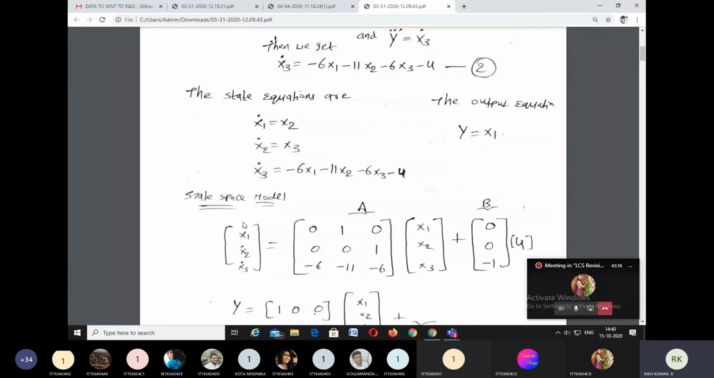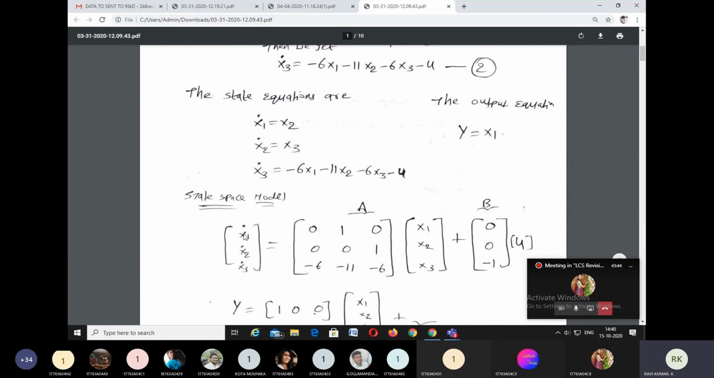From this, x1 dot is equal to x2 we have. So I want to multiply 1 into x2 here, that's why I am writing 0, 1, 0. So x1 dot is equal to 0 into x1 plus 1 into x2 plus 0 into x3, plus 0 into u. So that is the first equation you got: x1 dot is equal to x2.